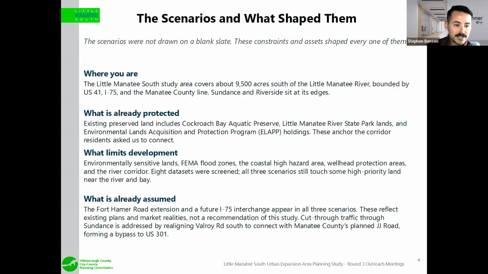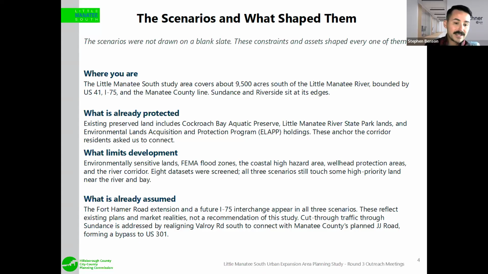In these scenarios, there were certain things that limited development and influenced why we placed certain place types in some areas, but not others. That includes environmentally sensitive lands, flood zones, the coastal high hazard area, and other environmental data sets like wellhead protection areas, and then, of course, the Little Manatee River itself. 8 data sets in total were screened that helped us develop environmental sensitivity ratings.